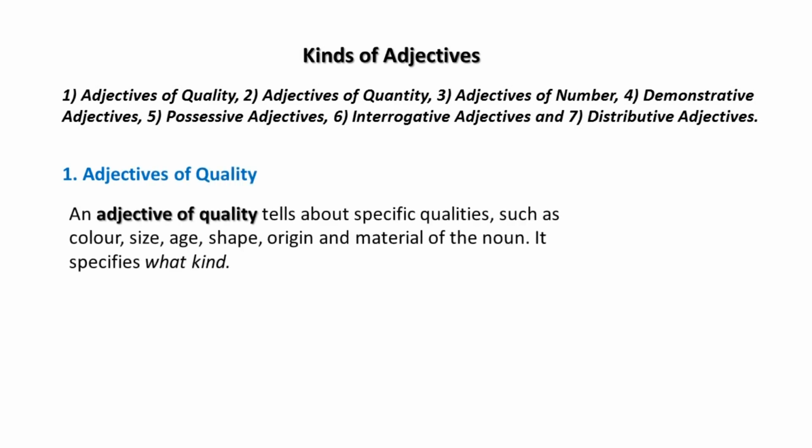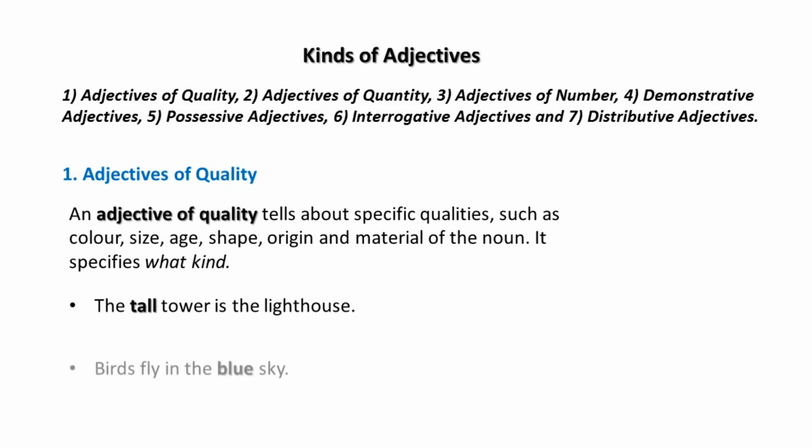An adjective of quality tells about specific qualities such as color, size, age, shape, origin, and material of the noun. It specifies what kind. Let us analyze some examples. The tall tower is the lighthouse. In this sentence, the adjective tall is describing tower, and it is telling about a specific quality of the tower, that is the size of the tower.